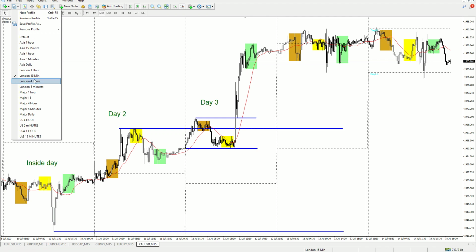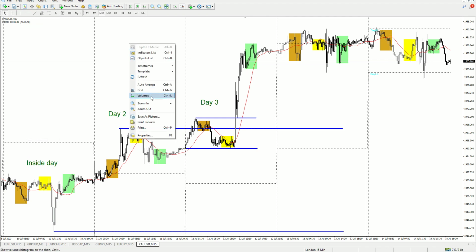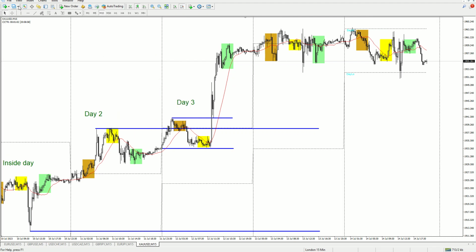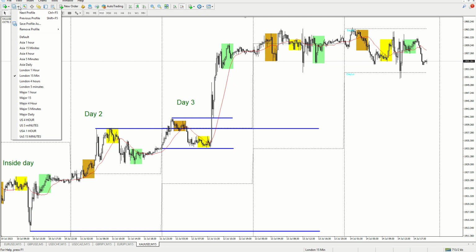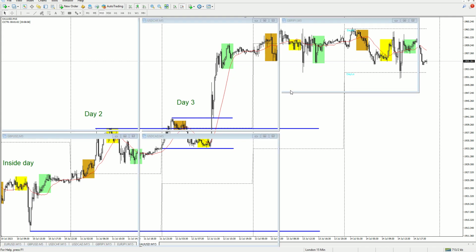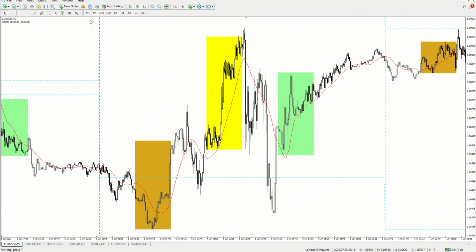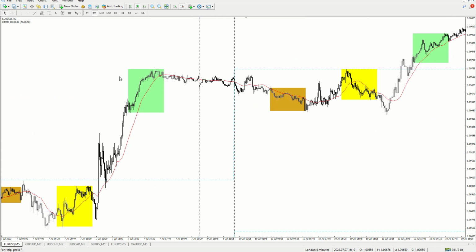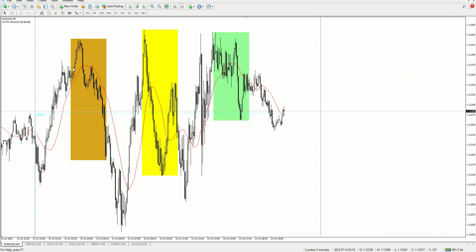Seems like I can't switch to a lower time frame right now, but let me see if I have a template. Okay, I don't have a template right here, but let me show you. If we go to 15 minutes, let's go to 5 minutes and see. It's not going to change anyway, so it's fine.